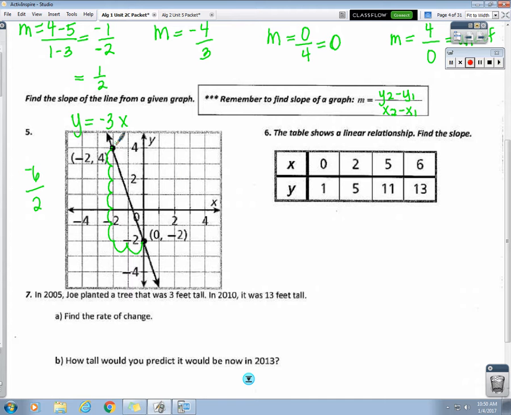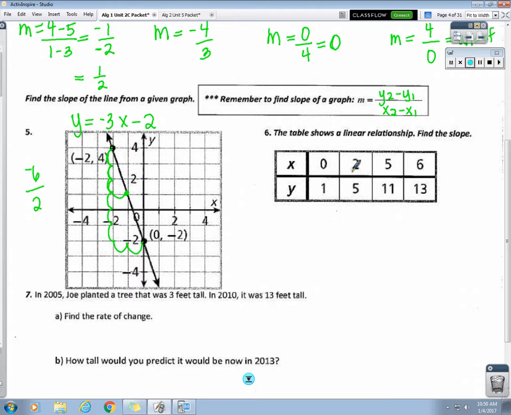And think about it. Isn't negative 3 the same thing as negative 3 over 1? Look what happens when I go down 3, right 1. Down 3, right 1. Don't I still land on the line? Okay, now what is the y-intercept? So you just put minus 2. Okay, so that's how you do it from a graph.